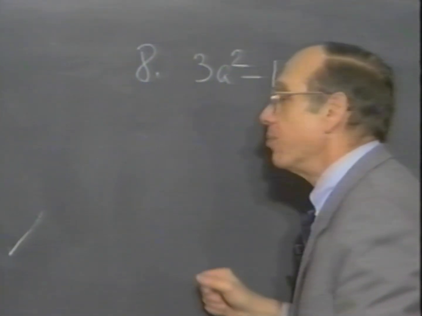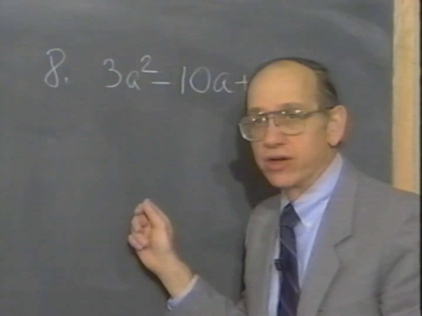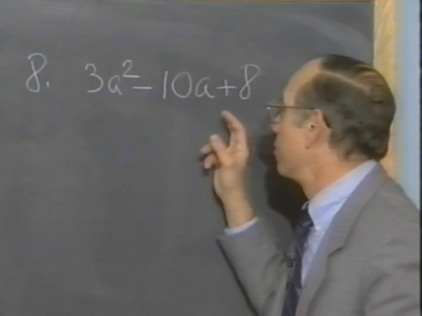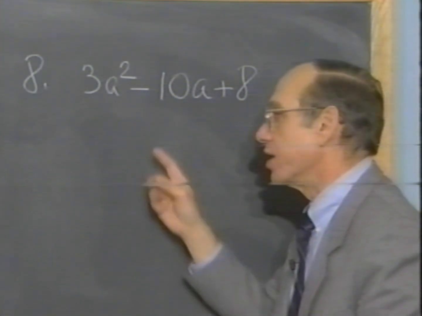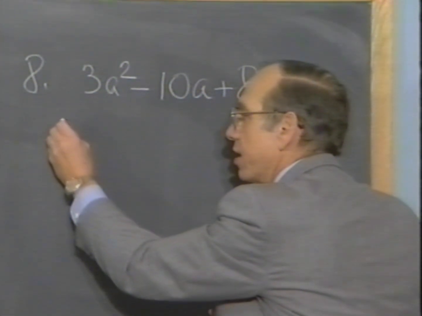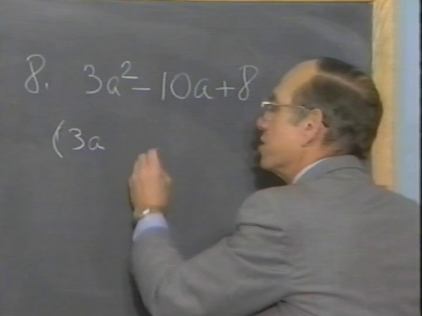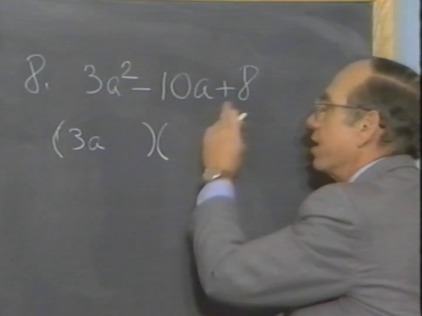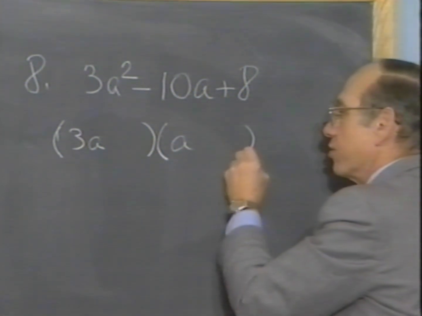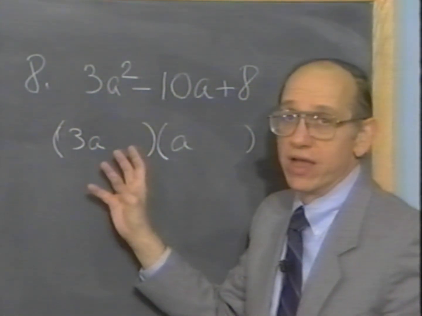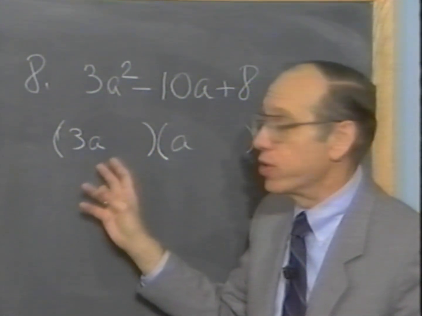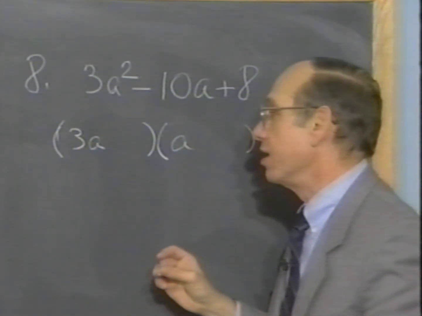In number 8, you're asked to factor 3a squared minus 10a plus 8. Once again, I realize that the two factors here have got to start out as one 3a and the other a. I've got to take factors of 3 as the coefficients of a, and the only possible factors are 3 and 1. So I have 3a and a.